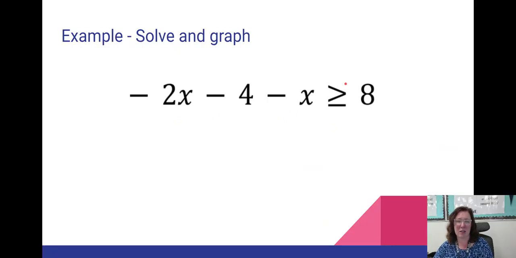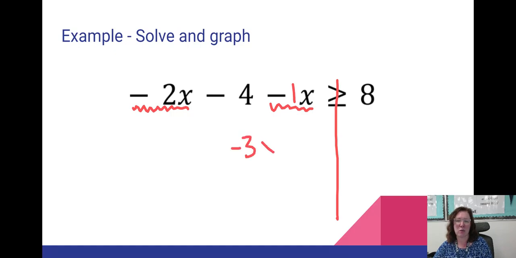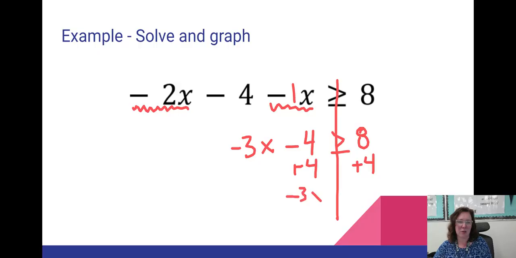Okay, let's see, I'll draw my wall. Combine like terms. I have a -2x minus x. That's kind of like a -1x. So now I have a -3x minus 4 is greater than or equal to 8. Now I can just solve. Plus 4 on both sides. -3x is greater than or equal to 12.